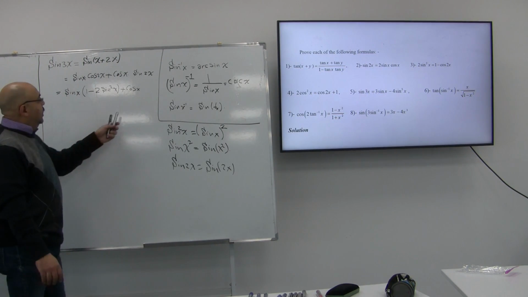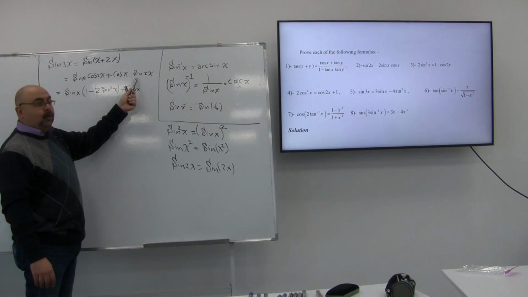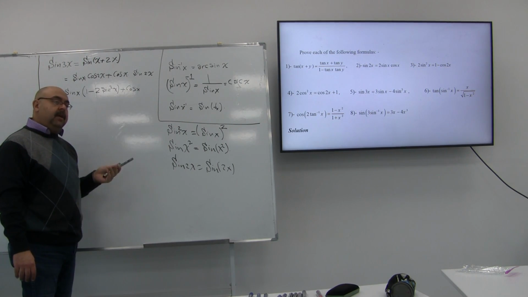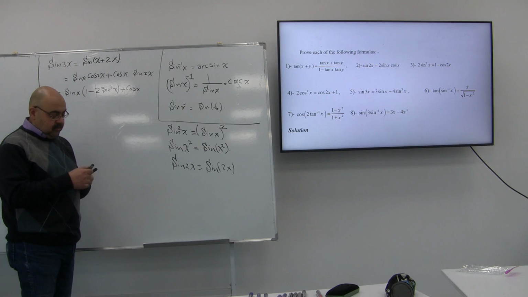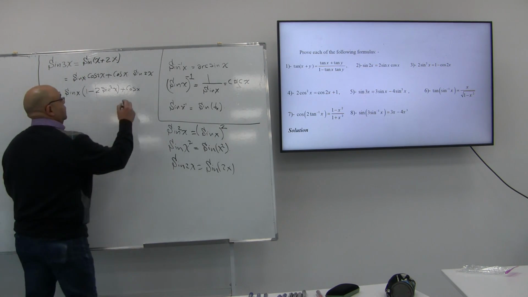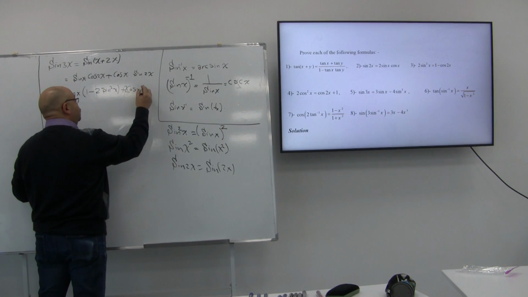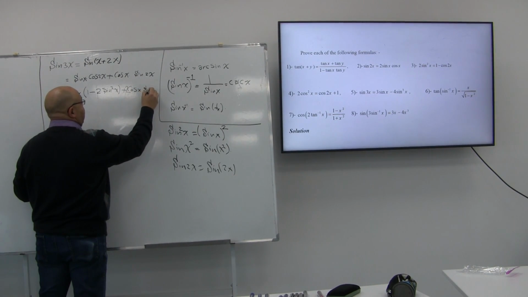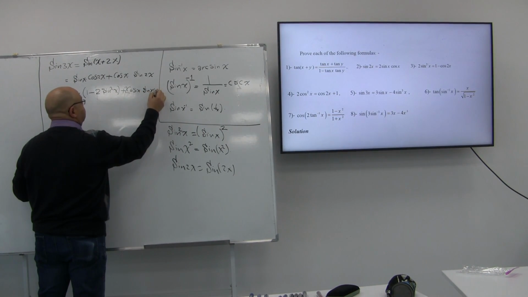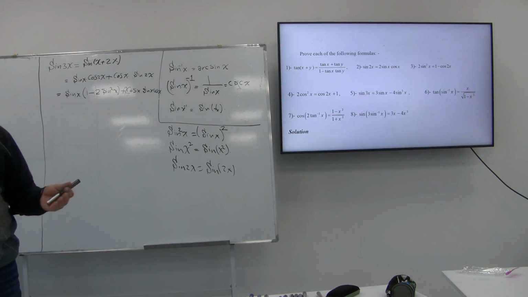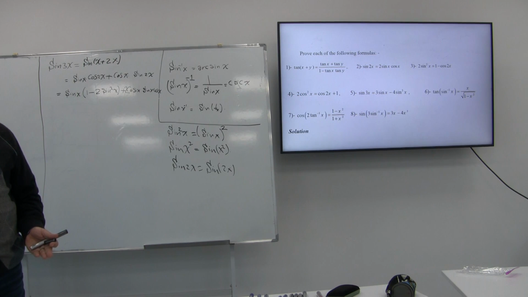Okay. Mr. Farid, sine 2x, I want to replace it with something with sine x. Any ideas? Okay, perfect: 2 sine x times cosine x. So I replace sine 2x by 2 sine x cosine x.